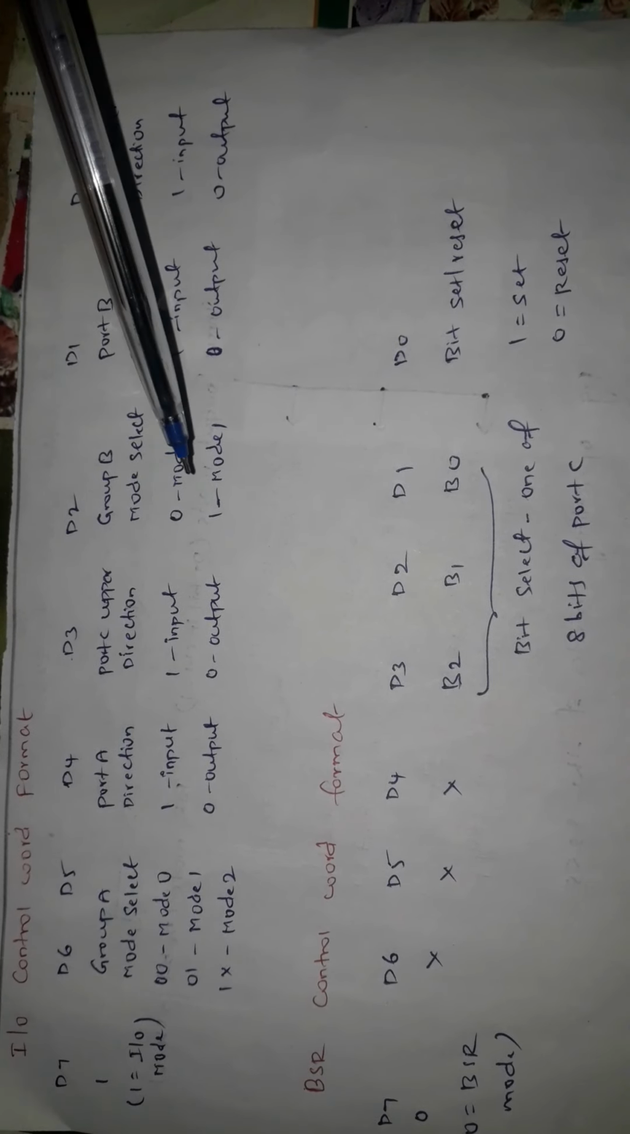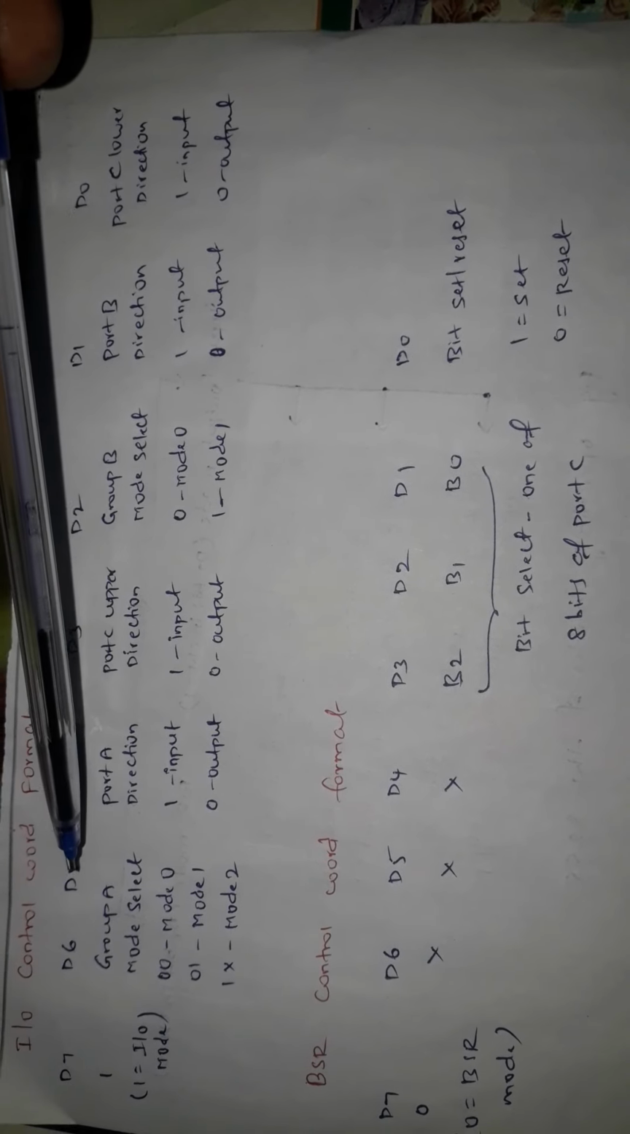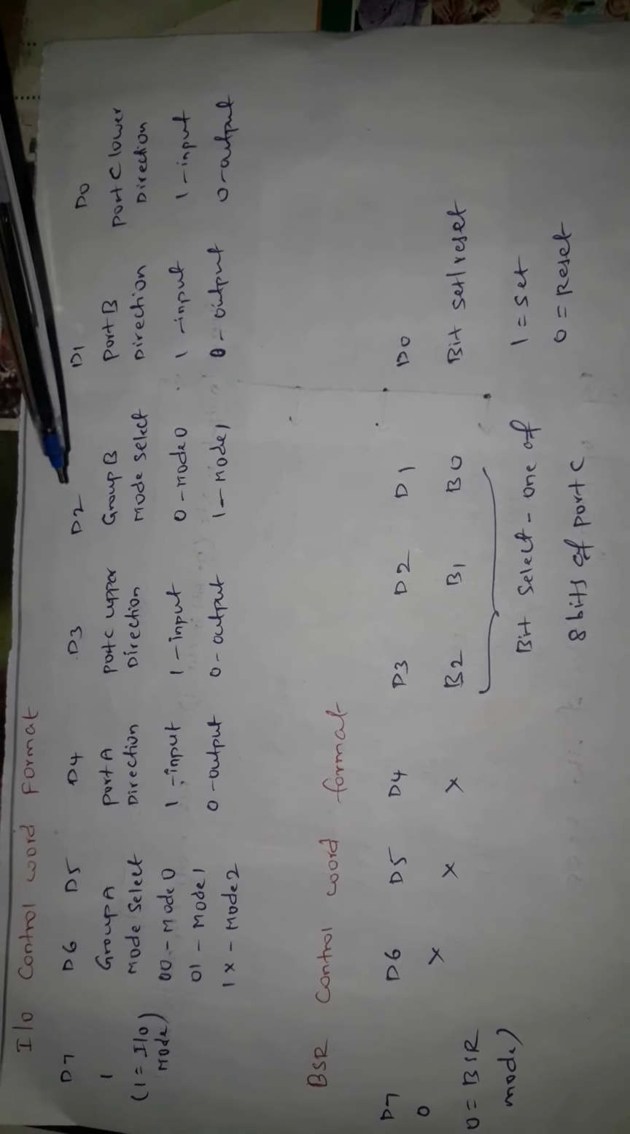Similarly, group B is selected by using D2. So for group A we use the D5 and D6 bits, and for group B selection we use the D2 bit.